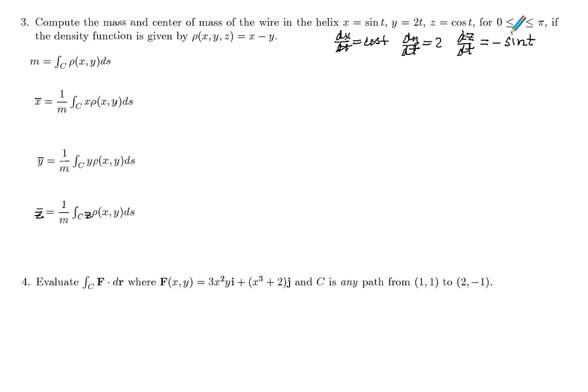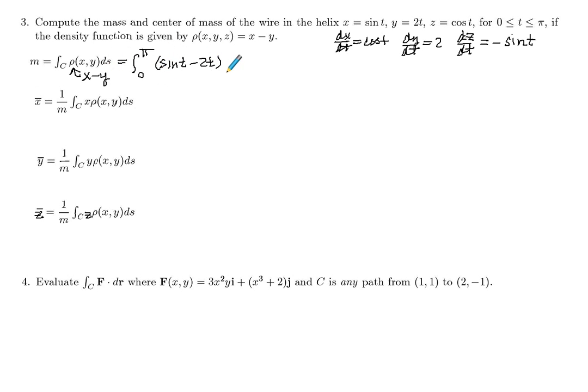So then this line integral here, our parameterization goes from 0 to pi. So this is going to be integral from 0 to pi. And then our rho here is given to be x minus y. So density depends on both the x and y coordinate, but not the z. And we're just going to integrate rho ds. Okay, so our x is sine t and our y is 2t. So this is going to be sine t minus 2t that we're integrating.